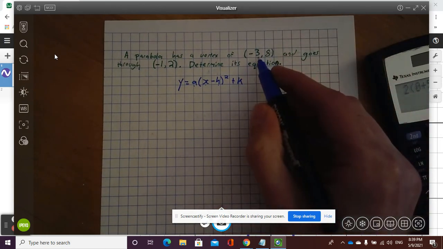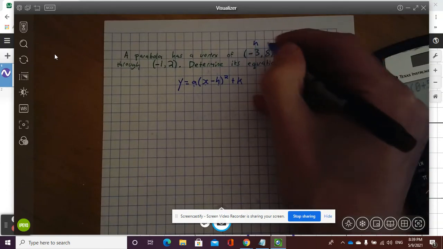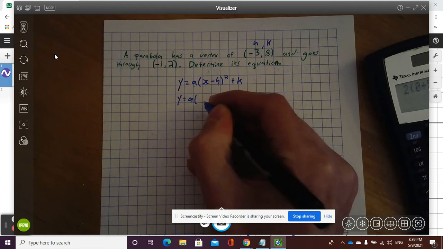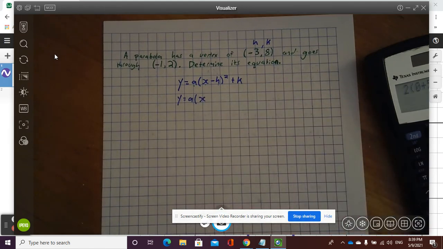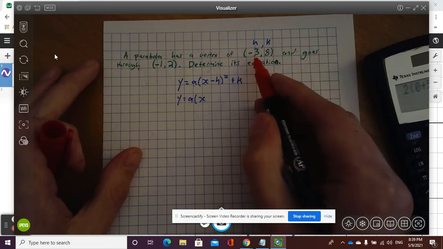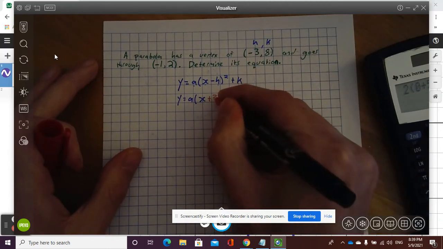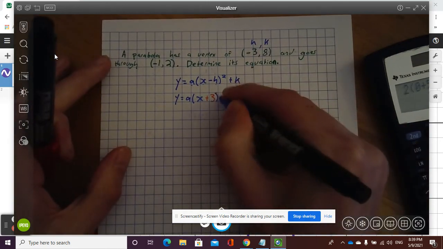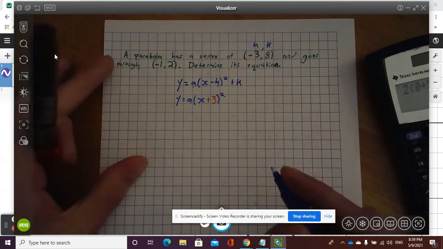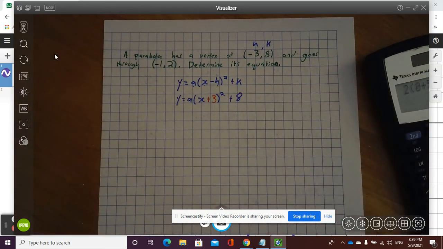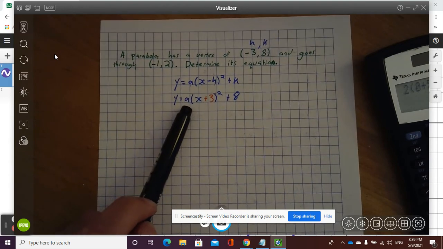Well, I already know that my vertex is (h, k), okay? So I can plug those into my equation. I'll do that in, let's try red. But it's minus h, so minus minus 3. It's going to be plus 3. If it helps, you can think about flipping the sign anytime we're going into or out of brackets, and then plus 8. Maybe I should have put that in red as well. So now all I've got to do is solve for a.